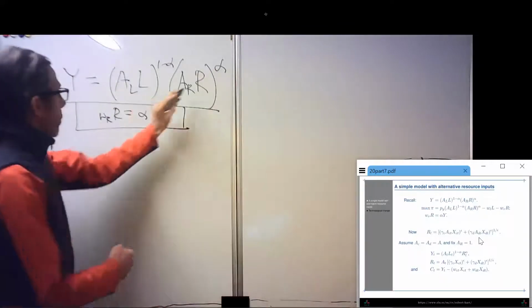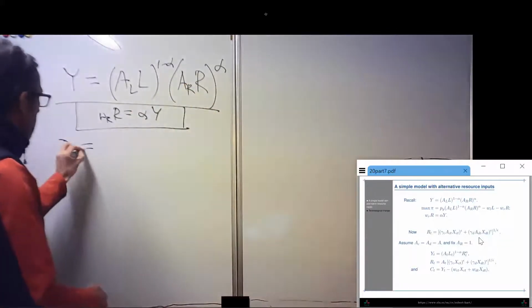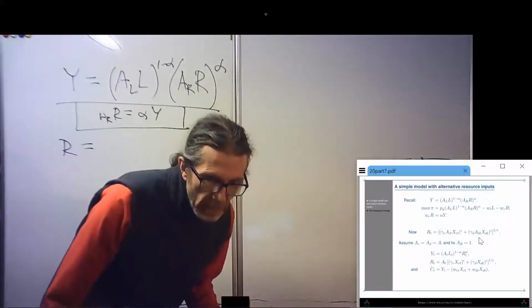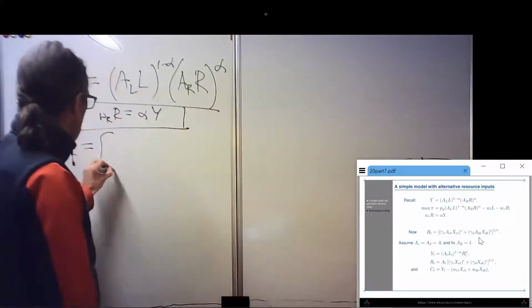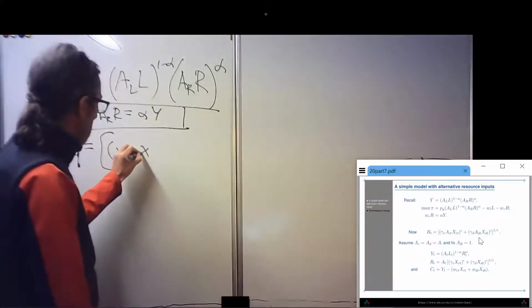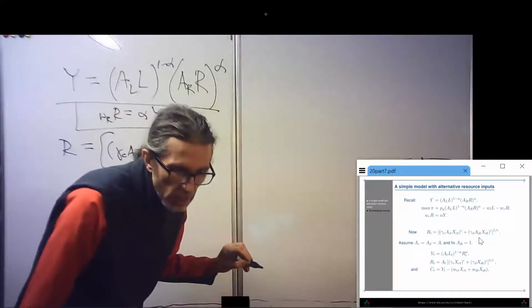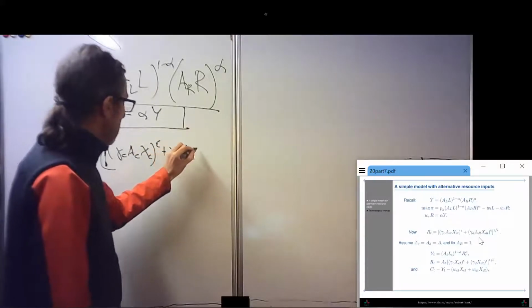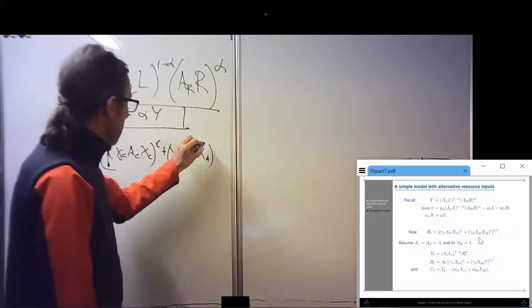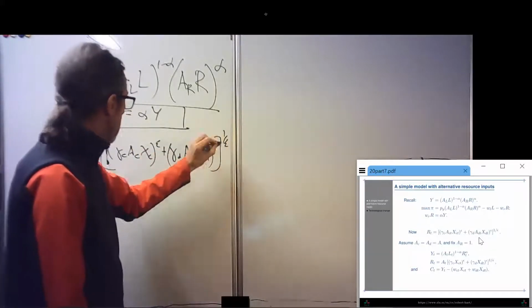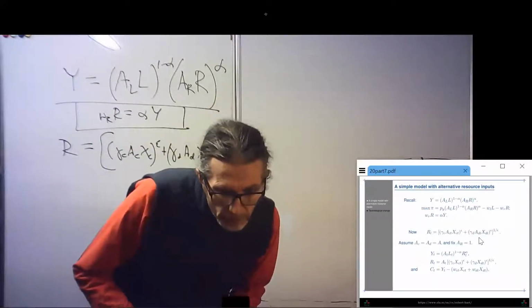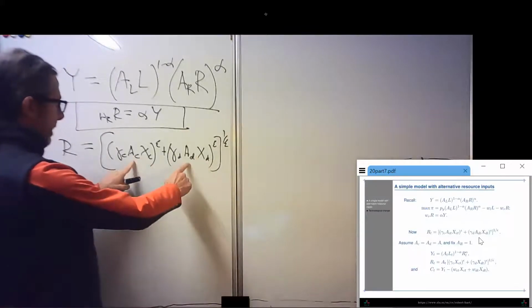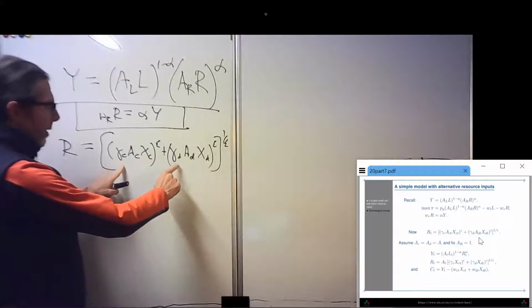But now we say, what is this R? R is actually a combination of two potential resources. So we've got gamma C, AC, XC to the epsilon, plus gamma D, AD, XD to the epsilon, all to the 1 over epsilon. So we've got a CES function of two inputs, XC and XD, with associated productivities, and then we put in these parameters as well.